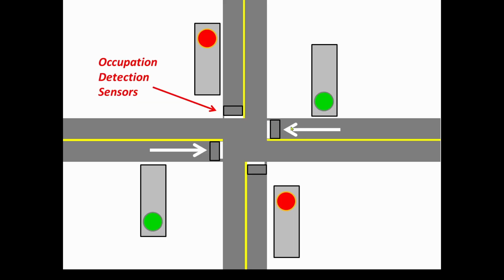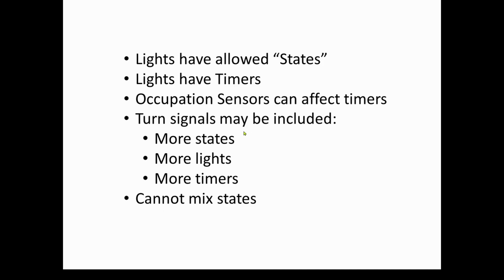Also, you've probably seen where we have turn signals. We have additional signals that say, okay, everybody's going to stop, but the people turning have a green light. So there may be turn signals that add more states, more lights, and more timers. And again, it's very, very important you don't mix the states. You have to have very specific states where all of the lights agree so that you don't get into accidents. So these are some basic concepts we're going to have to think about if we're going to design a controller to make sure we have these allowed states and we have some timers and we have some outside sensors that might affect that.